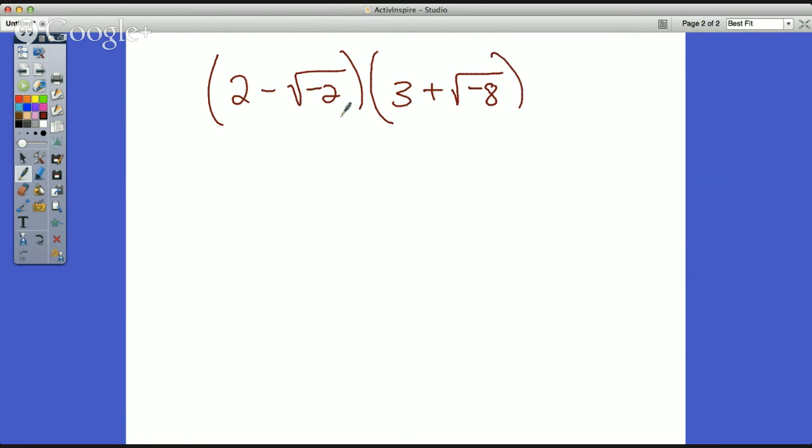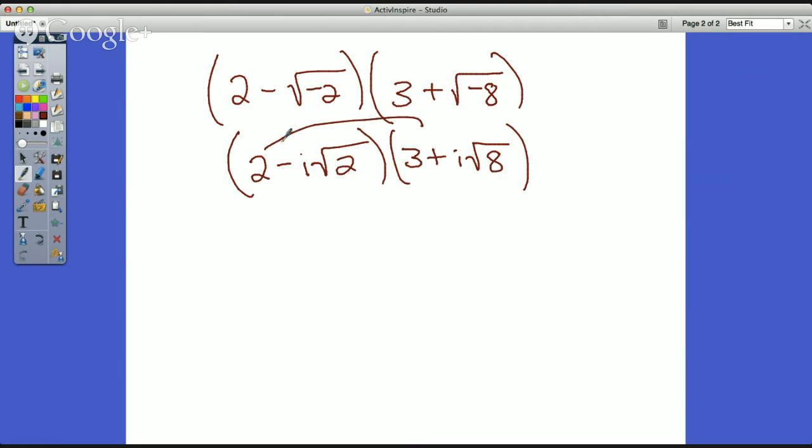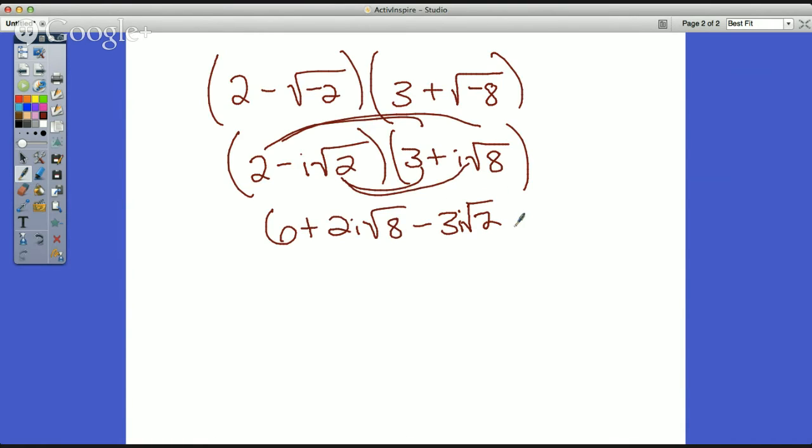One other thing you could also apply is if you have a negative inside of a square root. In that example, what you could do is say it's i square root of 2, and over here on the right side I could get 3 plus i square root of 8. So when I multiply 2 times 3 and 2 times i square root of 8, I'll get 6 plus 2i square root of 8. Negative i square root of 2 times 3 would be negative 3i square root of 2. And then negative i square root of 2 times i square root of 8 would end up being negative i squared square root of, and then multiply on the inside, 8 times 2 would get me 16.